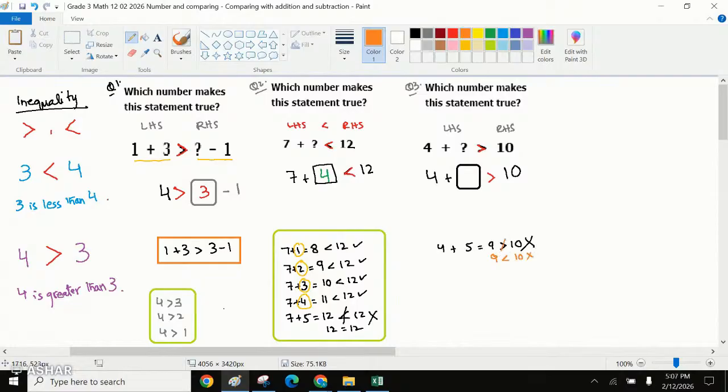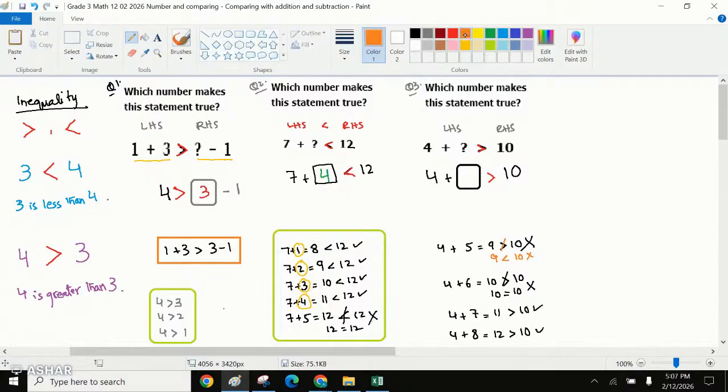So we cannot take this, right? If I add a greater number, 4 plus 6, that would be 10. But 10 is not greater than 10. 10 is equals to 10, so we cannot take this. But if we say 4 plus 7, that is 11. Agreed? 11 is greater than 10. That's true. Or 4 plus 8 is equals to 12, which is still greater than 10.